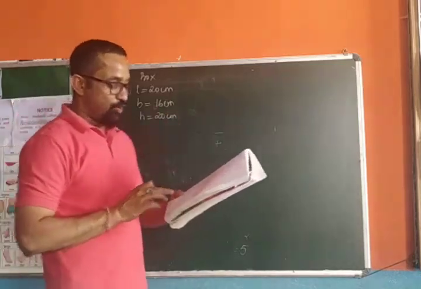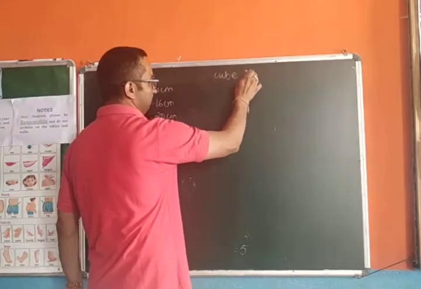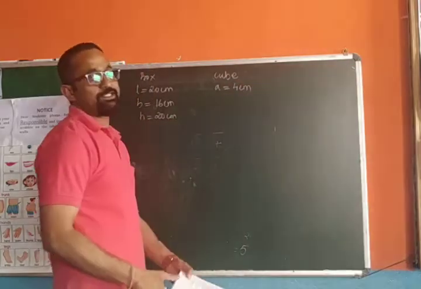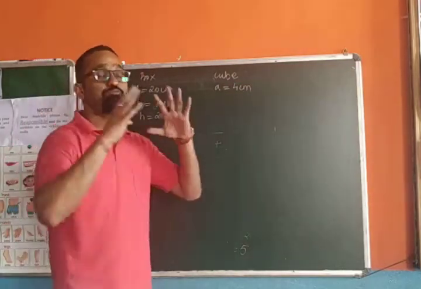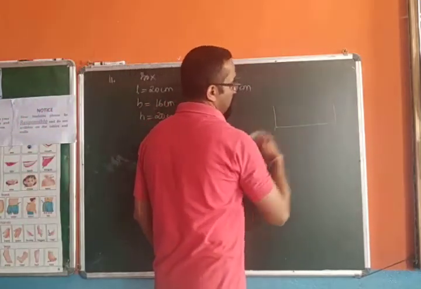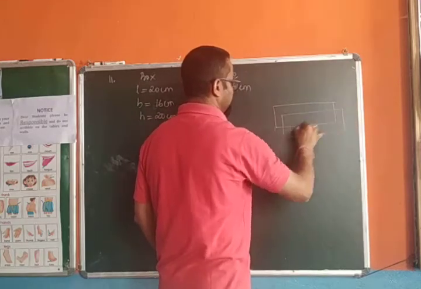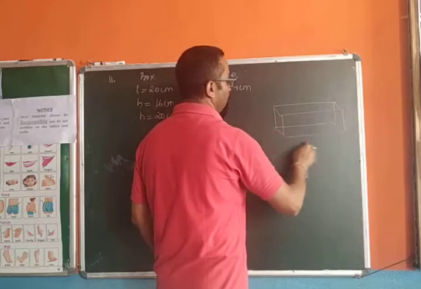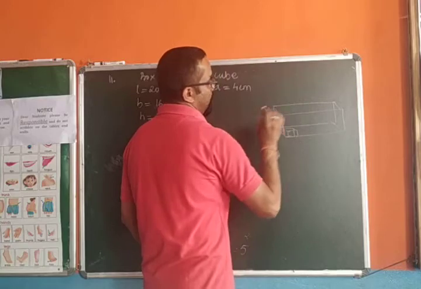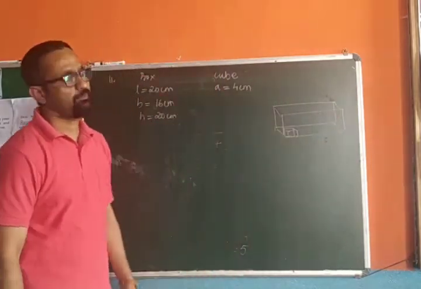The question says you are given 4 centimeter cubes. Side of the cube is 4 centimeter. The question asks how many cubes can be put inside the box. You have a cuboid. In this cuboid we are keeping square cubes. So how many cubes can be fit into this?